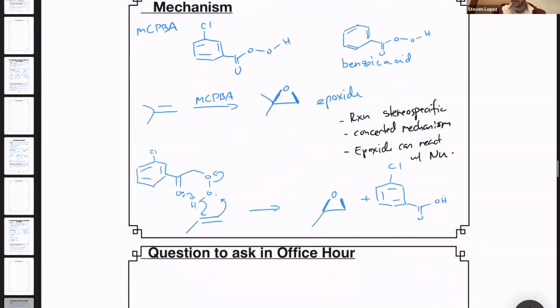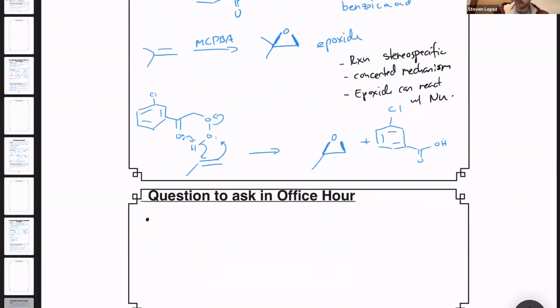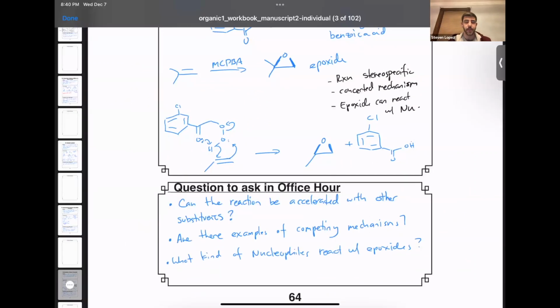Okay, and finally, just some questions you might want to ask in office hour. 1, can the reaction be accelerated with other substituents? So instead of chloro, could you put a cyano group there or a nitro group? 2, are there examples of competing reaction mechanisms? And 3, what kind of nucleophiles actually react with epoxides? Are they strong nucleophiles, weak nucleophiles? And are there a certain type that can be used with this reaction?